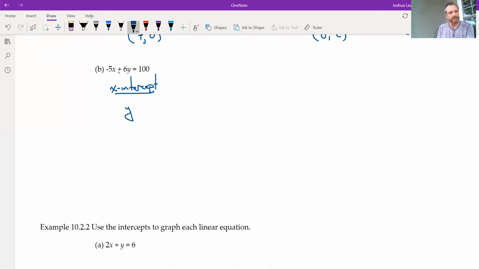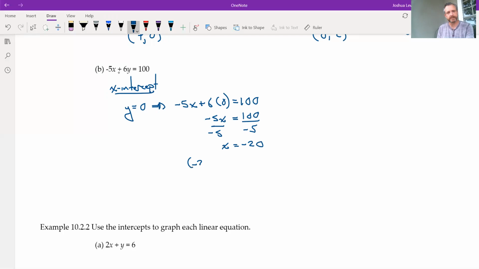So my x-intercept, that means y is going to be 0. And so negative 5x plus 6 times 0 equals 100. So negative 5x equals 100. Divide both sides by negative 5. And you get x equals negative 20. And so the x-intercept is going to be negative 20, 0.